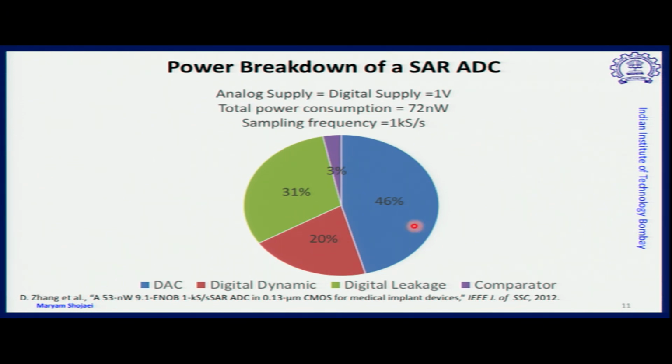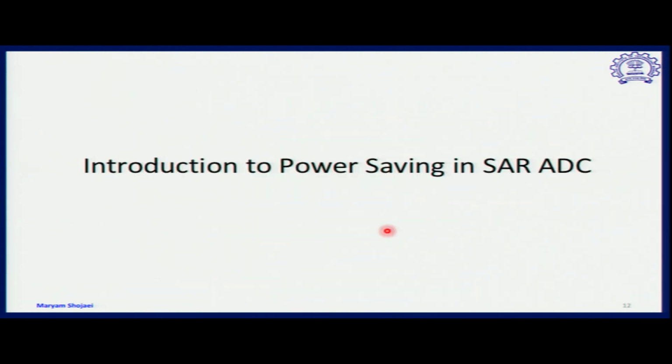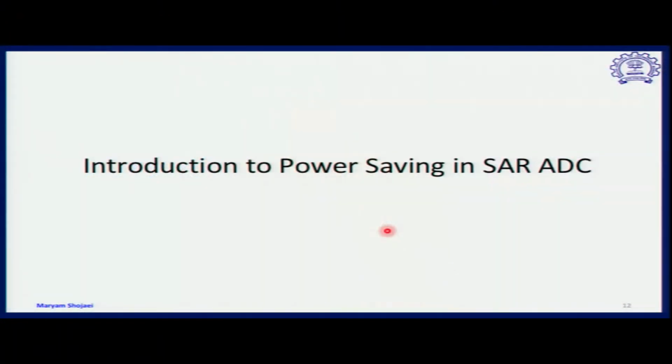And interestingly, here it contributes 31%, which is a significant value. But the main contributor is actually the DAC. Therefore, DAC switching is a very important point to be considered for energy reduction in SAR ADC. So, since we now know that the DAC contributes to the energy consumption significantly, let's have an introduction to see how we can save power in SAR ADC.